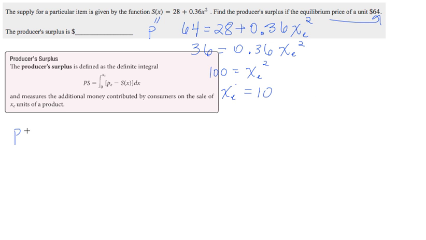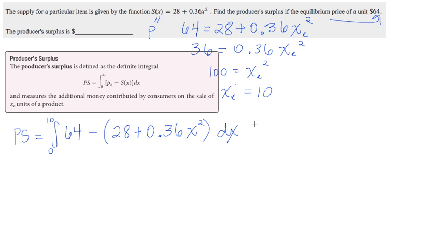So the producer's surplus is going to be the integral from 0 to 10 of P sub b, that's the price at the equilibrium point, which is 64, minus S of x, which is 28, plus 0.36x squared dx. And from here, it's simply computational.